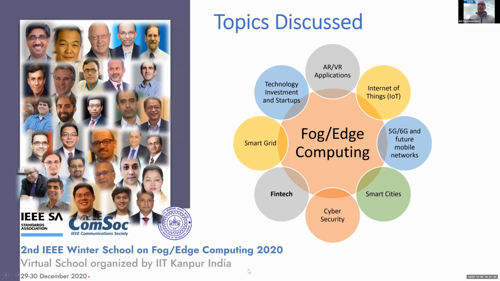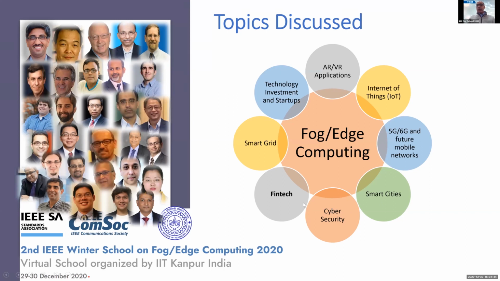Now the technical side, let me try to summarize. We covered a large gamut of things. Where do I start? We covered 5G and 6G for future mobile networks. We covered fog and edge computing for smart cities. We covered cyber security, and security for fog and edge computing.